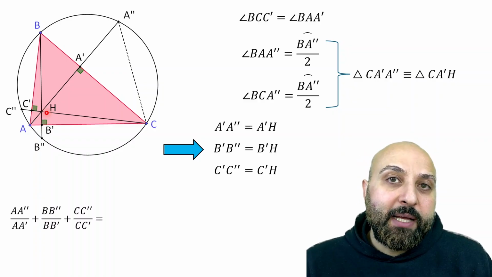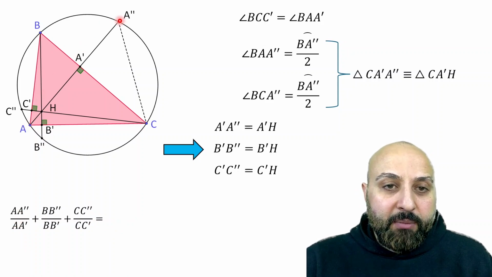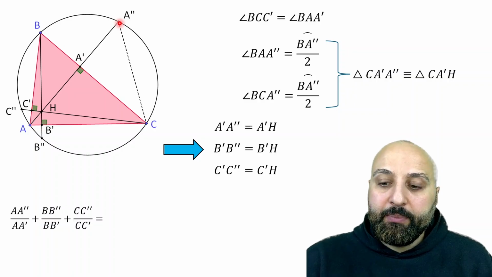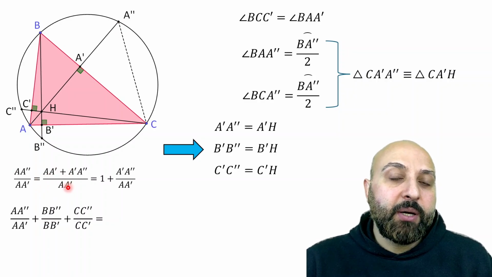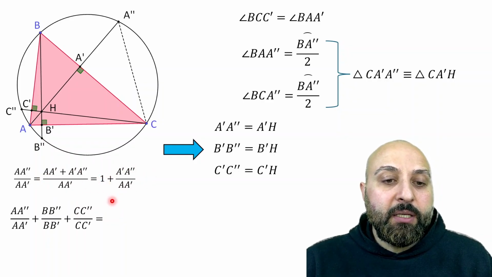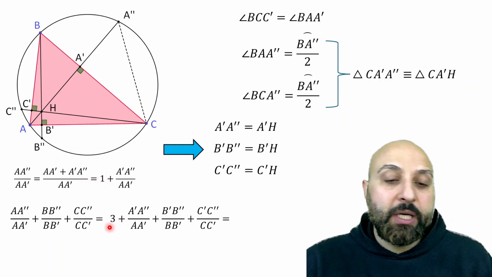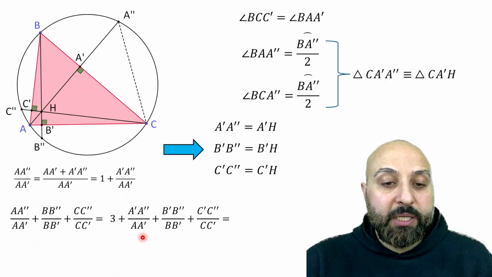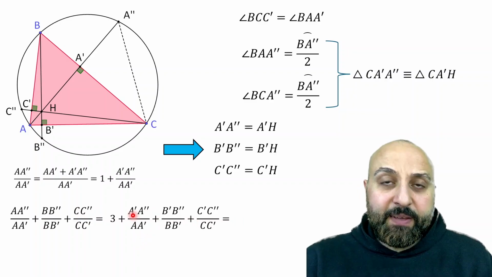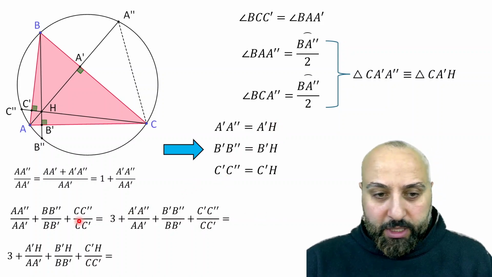All right, now we are going to evaluate the expression. Instead of AA double prime, I'm going to write AA' plus A'A double prime. So A'A divided by A'A is 1, and this one will be remaining. We do the same thing for the other two fractions, and we add the 1s together, so we get 3. So the expression is equal to 3 plus A'A double prime divided by AA', and so on. Instead of A'A double prime, I'm going to put its equivalent. Same way for the other ones.